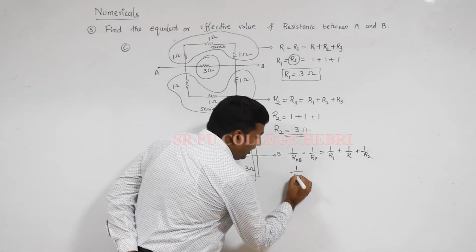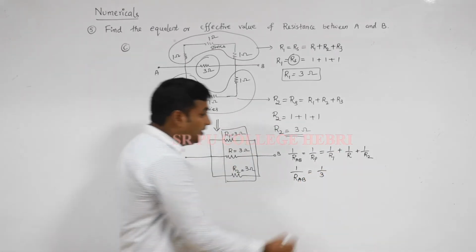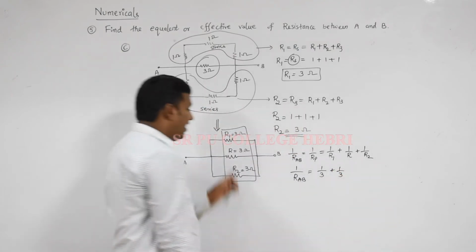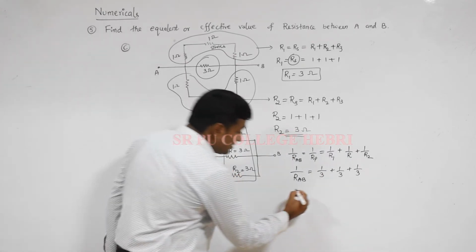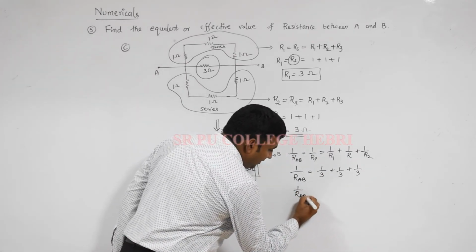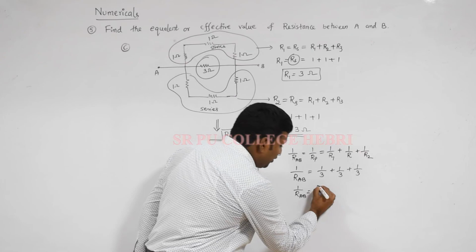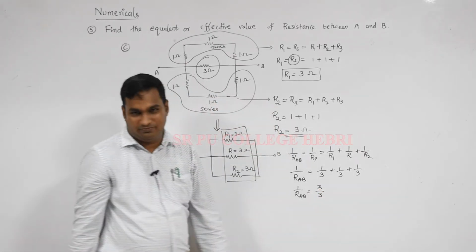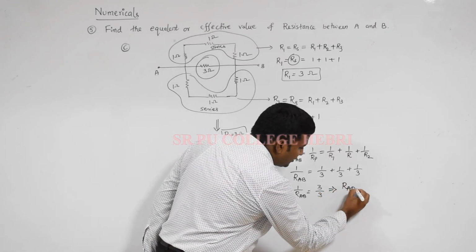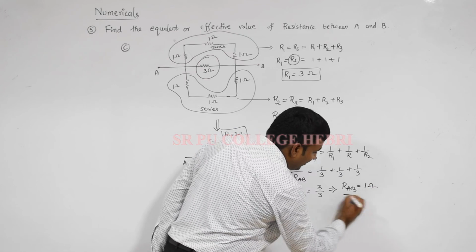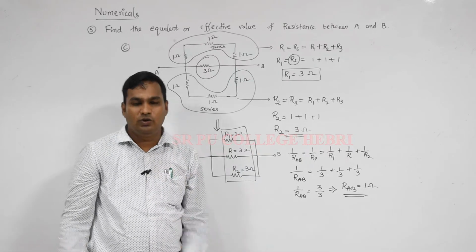That becomes 1 by RAB is equal to 1 divided by 3, the R1 value, plus 1 divided by 3, the R value, plus 1 divided by 3, the R2 value. After simplification, 1 divided by RAB becomes 1 by 3 plus 1 by 3 plus 1 by 3. How many times? 3 times. 3 divided by 3 I got. After simplification, RAB is equal to 1 ohm. The effective value of resistance between A and B is equal to 1 ohm.